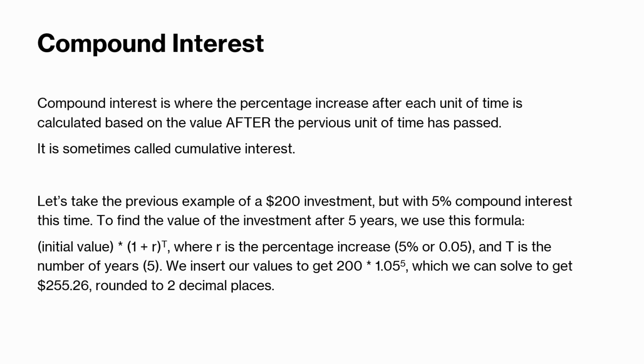We'd insert these values into the formula to get 200 multiplied by 1.05 to the power of 5, for 5 years, and we can solve this to get 255.26. Of course, rounded to 2 decimal places.